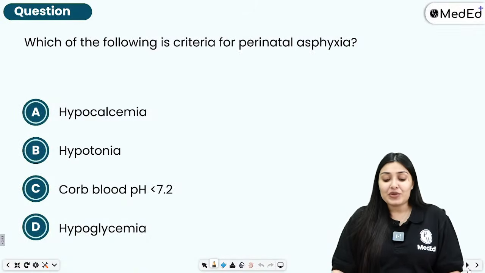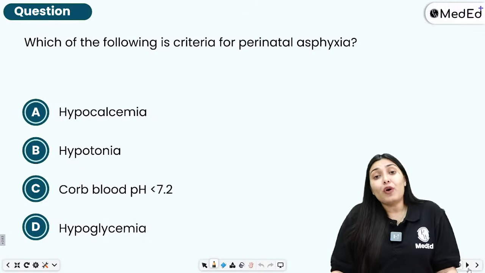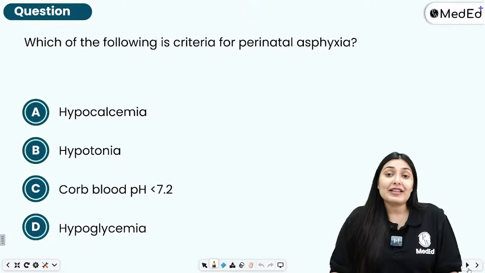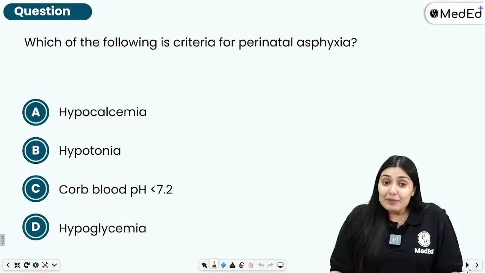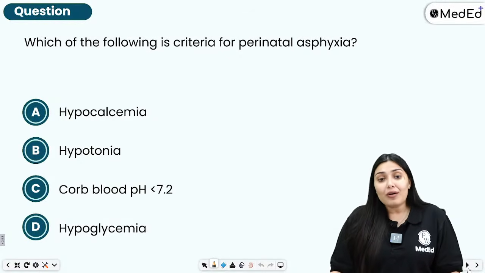Moving to the next question. Which of the following is the criteria for perinatal asphyxia? Hypocalcemia, hypotonia, cord blood pH less than 7.2, or hypoglycemia.